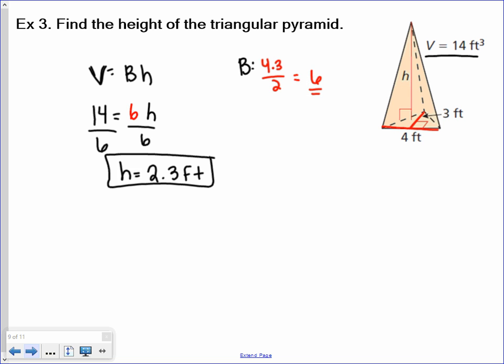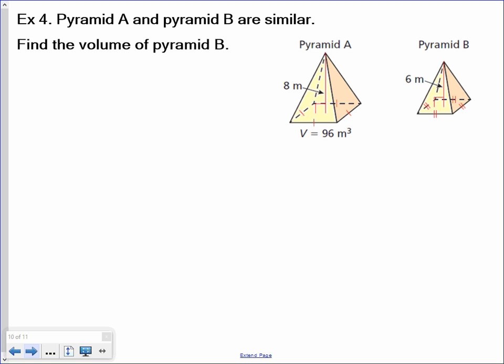We'll do one problem real quick where we get similar solids. That's what we did yesterday with the scale factor and cubing the scale factor. Can I keep going? Okay, this one says A and B are similar. Find the volume of pyramid B. So we're going to set up a proportion and solve. Step number 1, find the scale factor. So we're going to use the 8 and the 6 to find the scale factor.